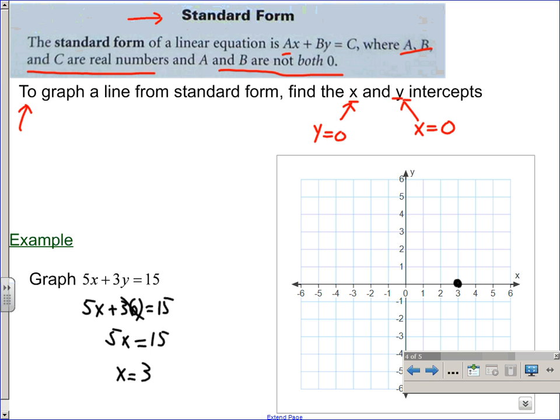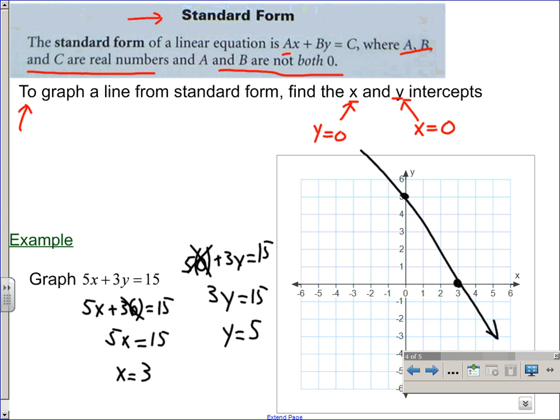For the y-intercept, plug in 0 for x. Same idea. That x term just goes away. Solving for the y variable, you get y is 5. Go to the y-axis and put a point there at 5. There are your 2 points. If it was a straight line, that would have been a good drawing, but that's okay. There's your line.